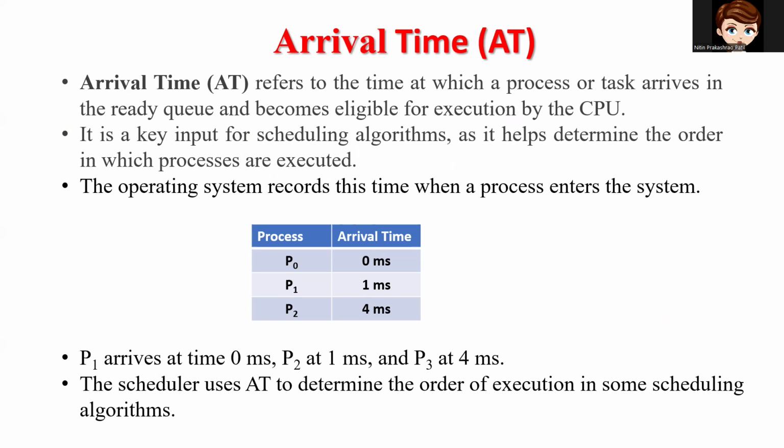Let us say, as an example, we have three processes P0, P1, P2, and the operating system recorded their arrival times as 0, 1, and 4. What are the time units? In this case, it is milliseconds. Now, this order can be considered by some of the scheduling methods or scheduling algorithms to determine in what order the processes should be executed. So if a scheduling algorithm talks about arrival time, then ultimately this arrival time would be important.